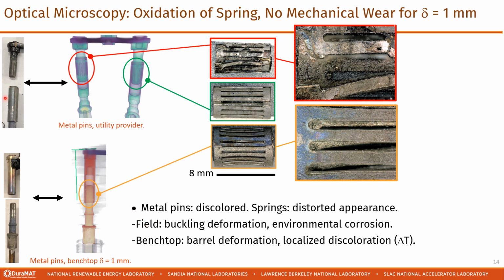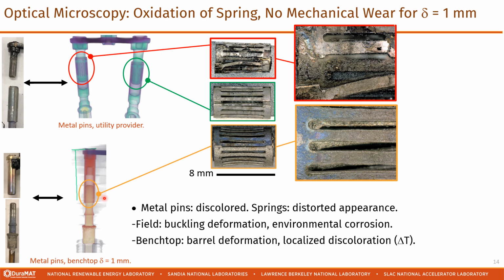So this now shows some of the additional microscopy. We're comparing field aged samples relative to the most recent benchtop sample. Once the plastic is removed, we see that the metal pins are discolored and that the convolute springs have a distorted appearance. For the field sample, we see a buckling sort of deformation relative to a less affected spring component. There's also evidence of corrosion, like from the environment. It looks worse, actually, if you rotate this around and look at it from the other side.